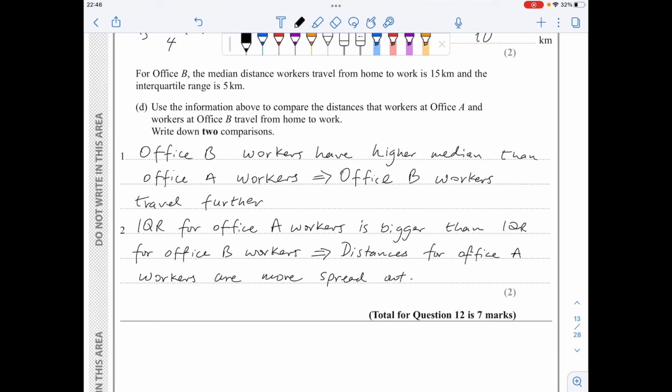Note that just comparing median and IQR without any reference to the actual problem will cost you 1 mark. The mark scheme specifically says that at least one of the comments must be in context.